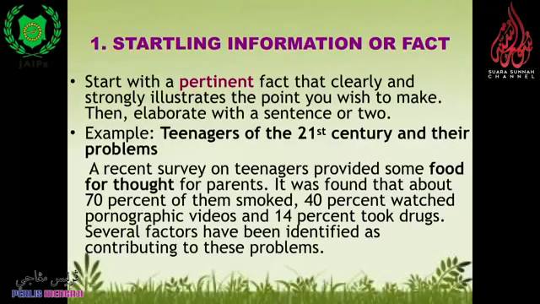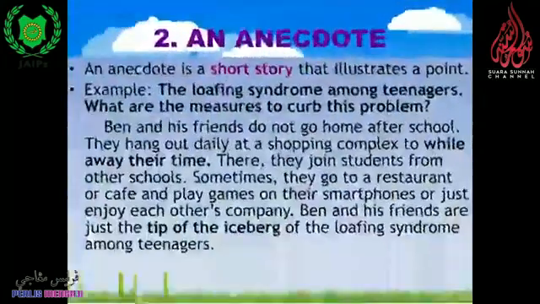For example, teenagers of the 21st century and their problems. A recent survey on teenagers provided some food for thought for parents. It was found that about 70% of them smoke, 40% watched pornographic videos, and 14% took drugs. Several factors have been identified as contributing to these problems. Okay, startling, something surprising. Right.